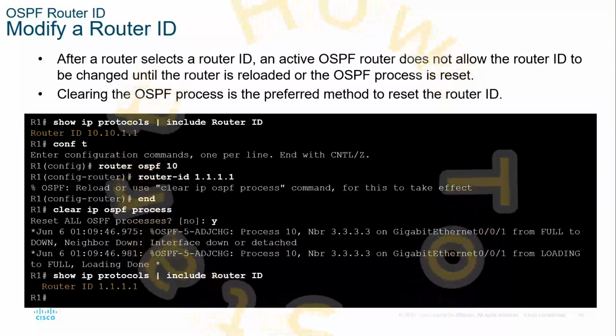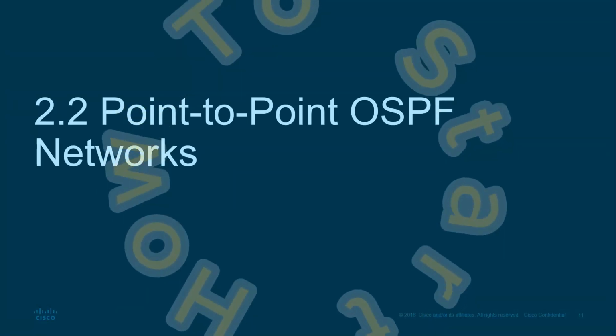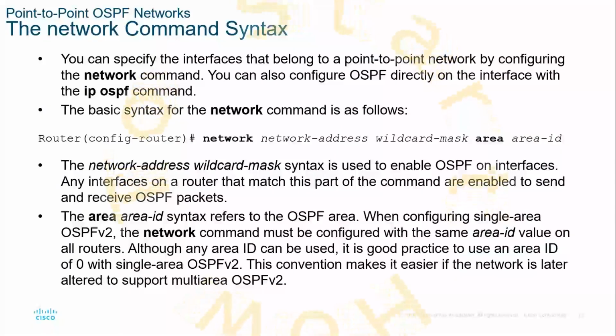So moving on, let's talk about how to configure OSPF in a point-to-point network. So again, router OSPF, give it a process ID. That gets us to our config-router prompt. Then we need to issue network commands. It will be network, the network ID, the wildcard mask or the inverse of the subnet, the area, and then the area ID. If we're talking single area OSPF, this should be area 0.